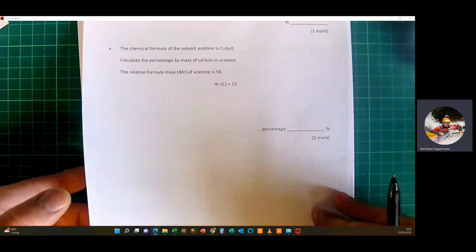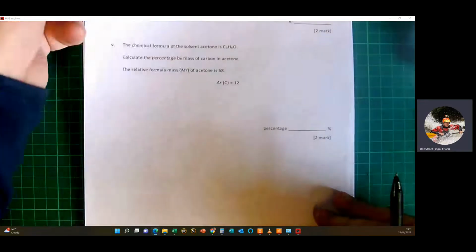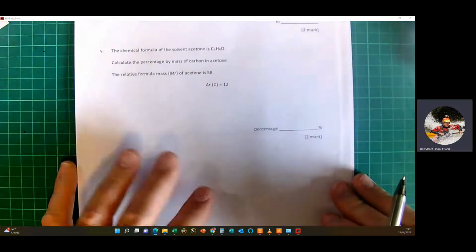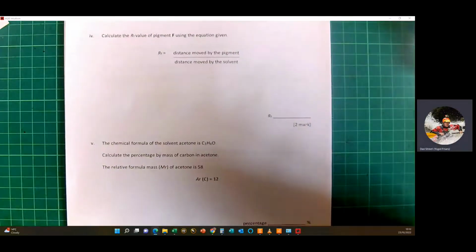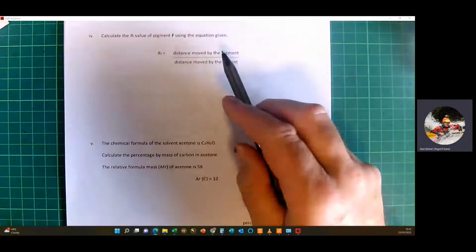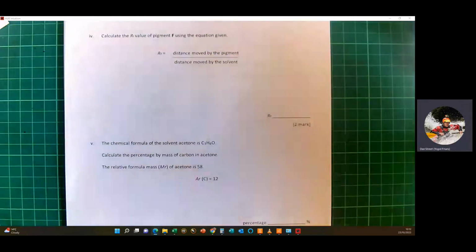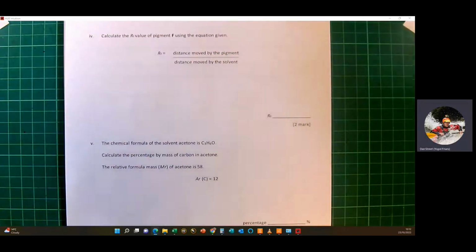Okay, now then, having established that, we now need to calculate the RF value. Now this question is typical of an RF value question, as much as the equation is actually given to you, how to do it. So as long as you read the question carefully, hopefully we can get the question right.